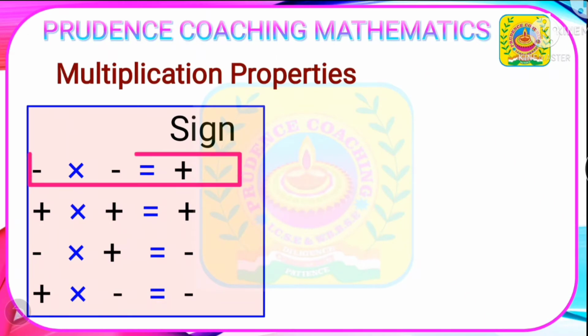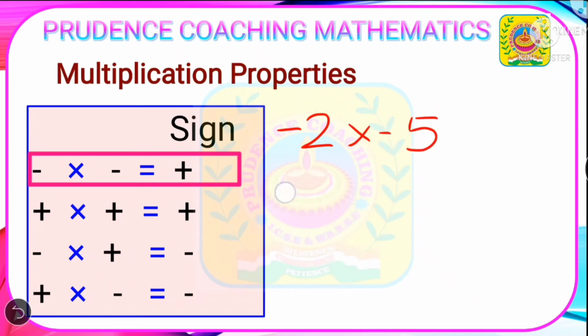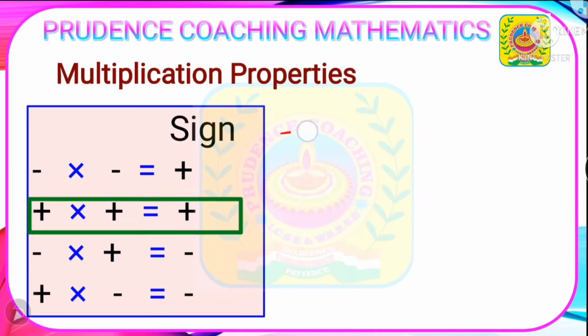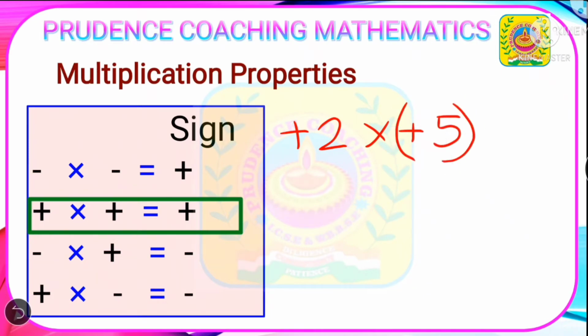As you can see, first one we have, if we take minus 2 into minus 5, then the sign will be positive. That means minus into minus will give you positive. So we have written positive, and 5 into 2 will be 10. So our answer is plus 10. Next one, if we see the next property, that is plus 2 into plus 5 here. So plus 2 into plus 5, as you can see, plus into plus will give you a positive sign. So here the sign will be positive and calculation will be 2 into 5, that is 10.